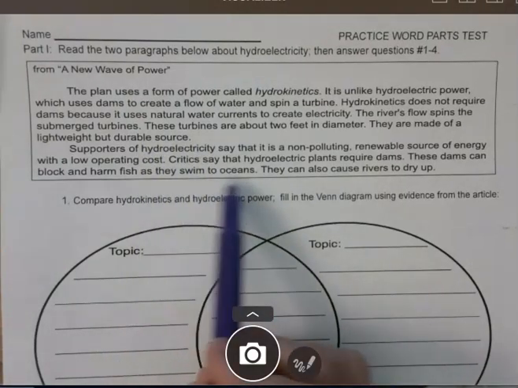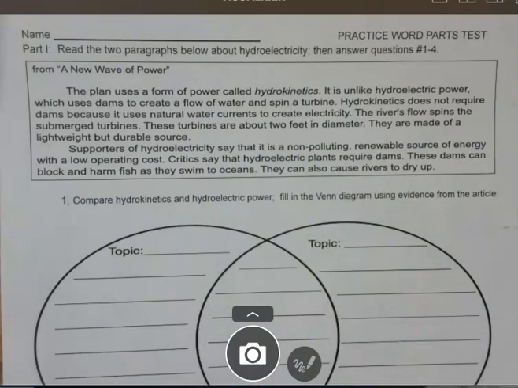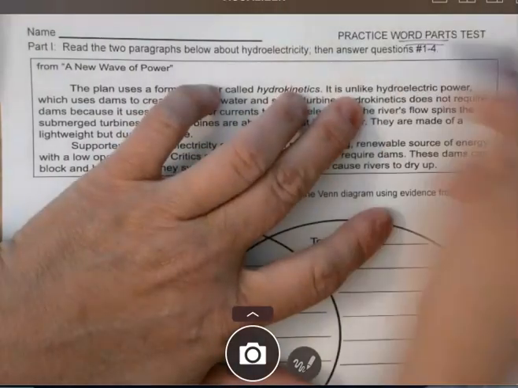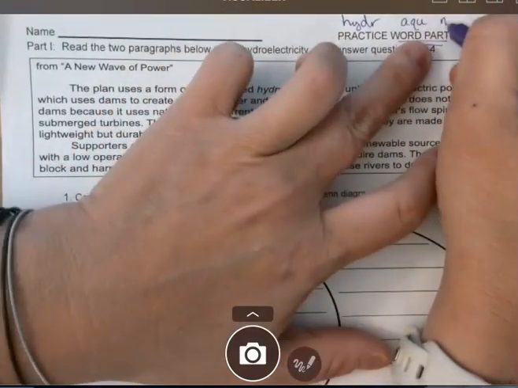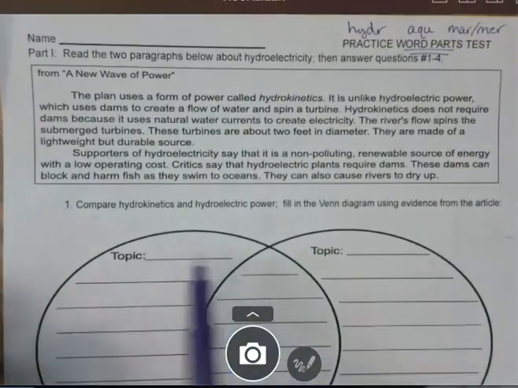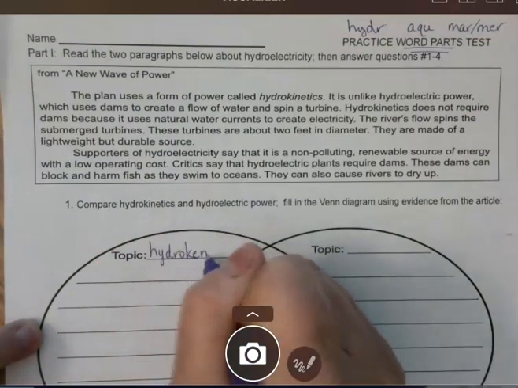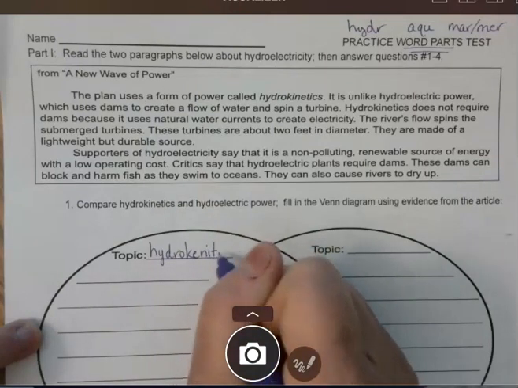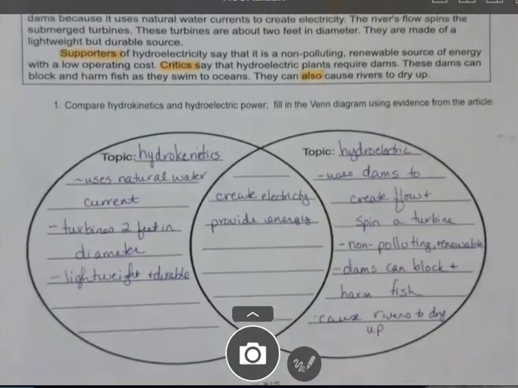I'm going to give you a reading passage. And after reading the reading passage, it's going to ask you to compare some information. Now, the word parts that were being reviewed on this test were hydra, aqua, and mar or mer. So for this test, I found an article that was about hydrokinetics and hydroelectricity. So I'm going to pause this. You're going to take a second. Read the paragraph and then jot a couple things down, and then we'll come back together and see what you came up with.